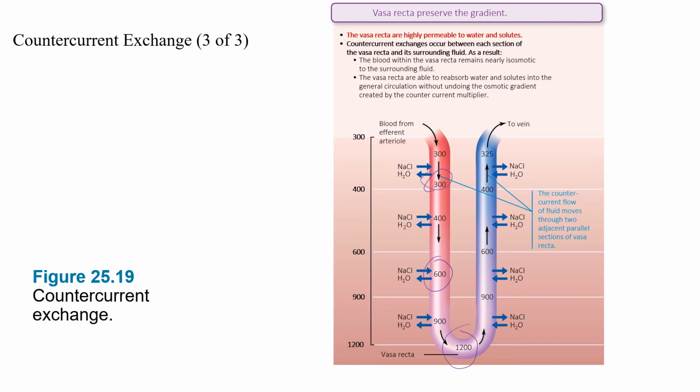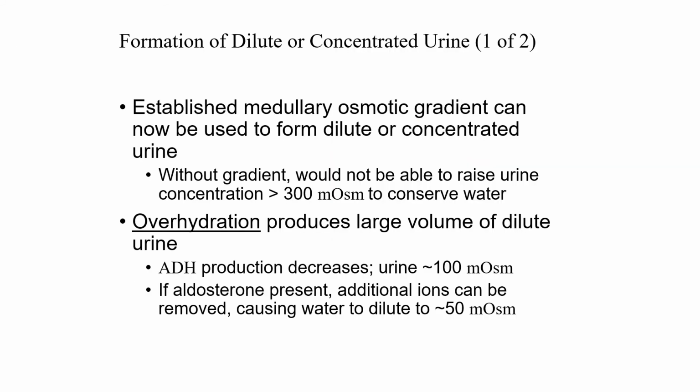It's going to take a little while. I would encourage you to watch the Crash Course videos on the urinary system. They do an excellent job talking about the countercurrent exchange. Once this gradient is established, it can be used to form concentrated urine or dilute. Without it, urine would always stay isotonic to blood, and we'd lose all of our water.